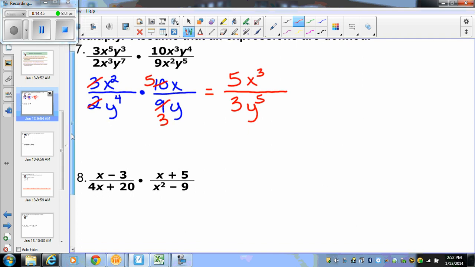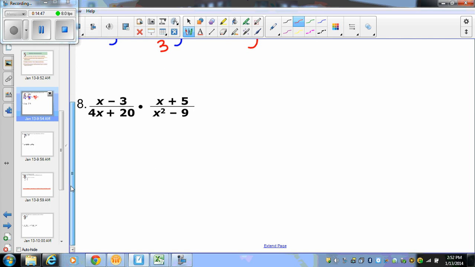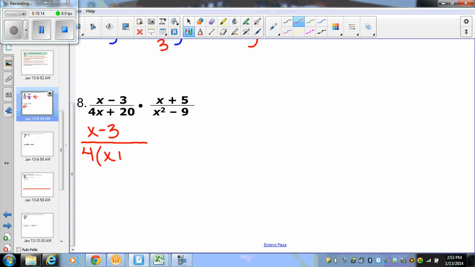Okay, so then on number 8, we're still multiplying, but I'm going to need to do some factoring before I can do some multiplying. You actually factor and pull stuff apart, and then you end up putting what's left back together when you multiply it out. So in the first expression, for example, x minus 3 cannot be factored. But if I go look at the denominator, these two terms have a common factor of 4. And if I factor out a 4, I'm left with x plus 5 right there.